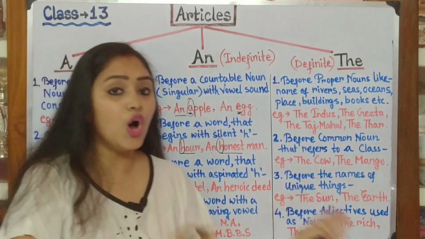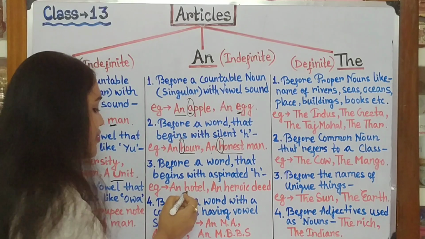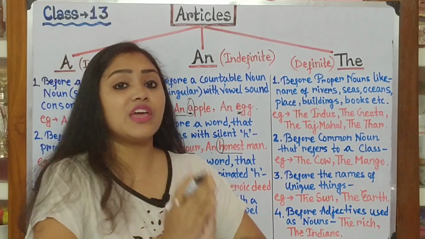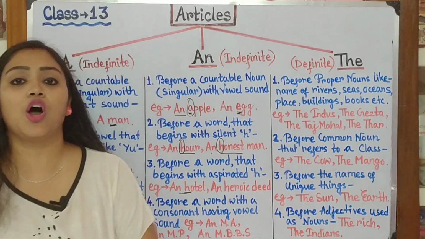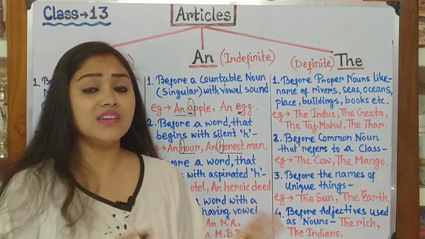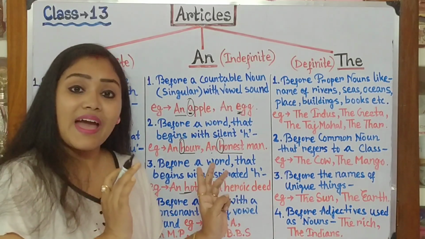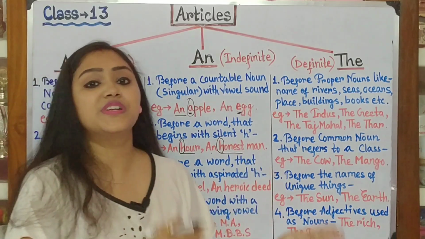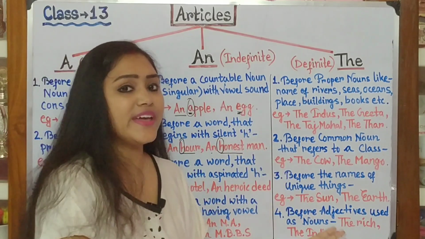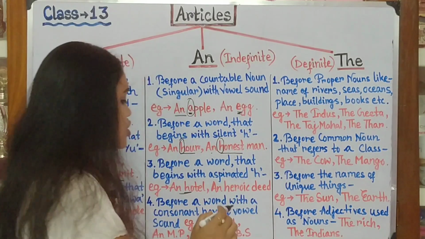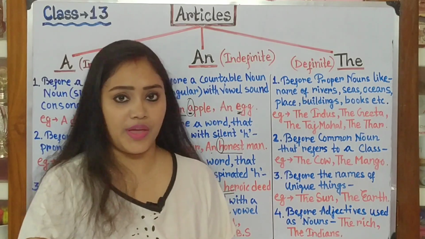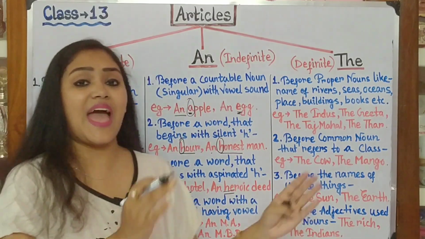For example, an hotel. So here, actually the first letter is H. Hotel, right? But we are giving stress on the second syllable of the word. Hotel, right? So that's why here we use an, because there is an aspirated H. Okay? For example, an hotel, an heroic deed, an heroic deed. So in both cases you can see H is used in an aspirated way. So here we use an before it.